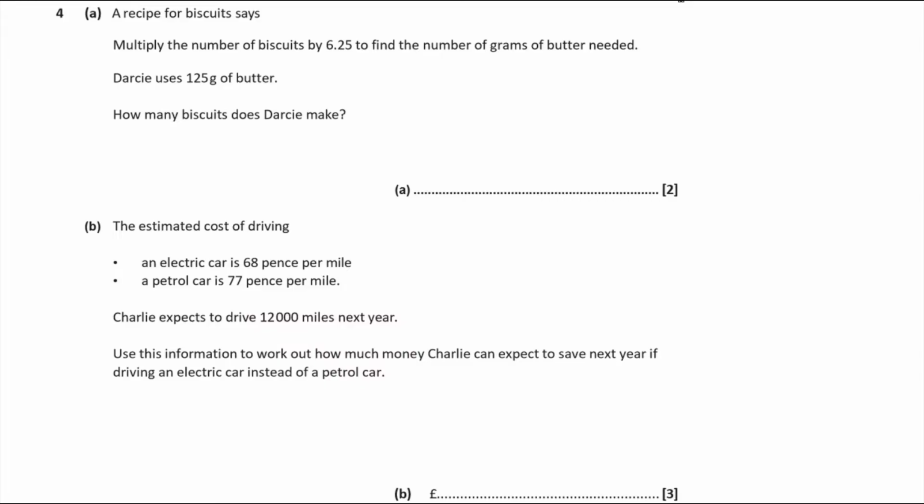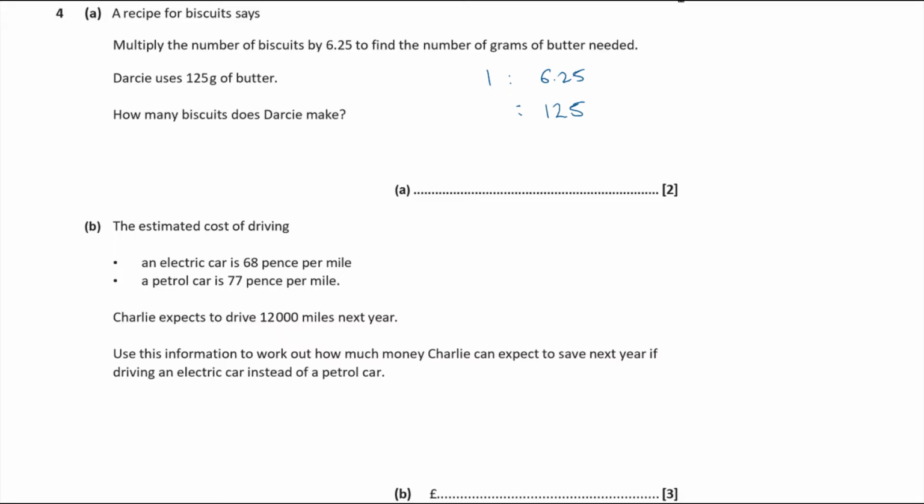Question 4a, a recipe for biscuits says multiply the number of biscuits by 6.25 to find the number of grams of butter needed. Darcy uses 125 grams of butter. How many biscuits does Darcy make? So if you have to multiply the number of biscuits by 6.25 to find the number of grams of butter needed, that means for every 1 biscuit you need 6.25 grams of butter, don't you?